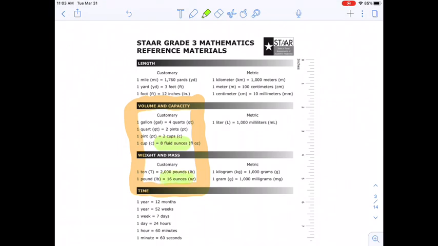Did you notice that there are ounces in both categories? Pay close attention to those. Fluid ounces are a measurement of capacity, or how much liquid something will hold. Ounces in our weight category is a weight. It's a measure of how heavy something is. So we watch close on those and notice they each have different abbreviations. We can pay attention to that to help us also.